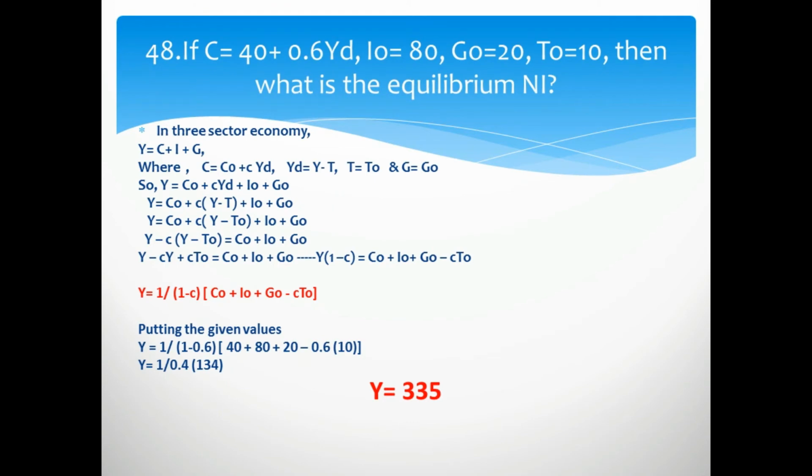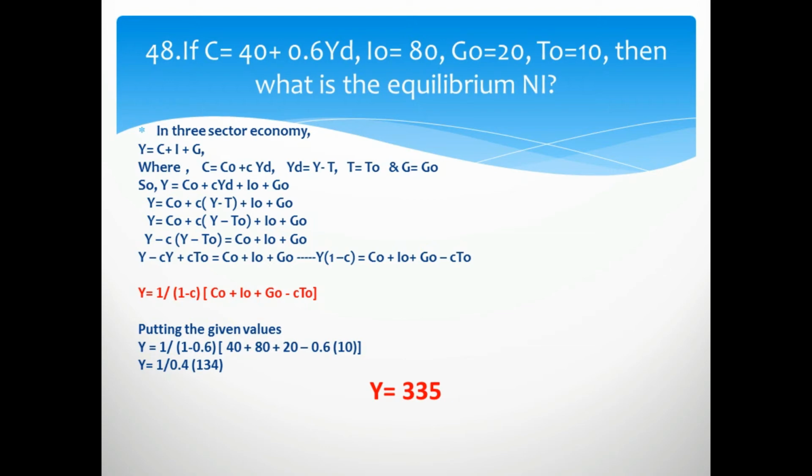It is again a numerical question. The consumption function is C = 40 + 0.6 YD, I naught is 80, G naught is 20, and E naught is 10. Then what is the equilibrium national income? The information shows that it is a three sector economy, and we have seen this in a three sector economy.